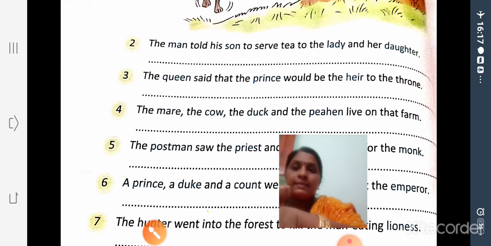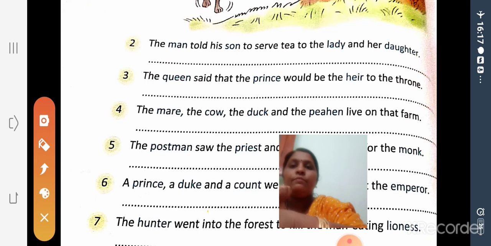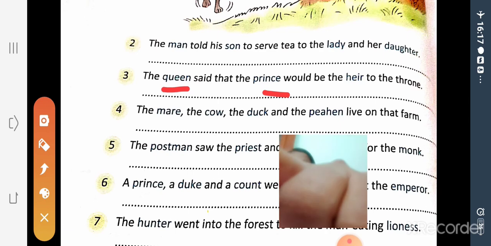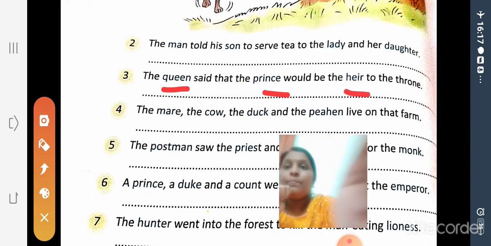I'll send the answer key along with this video. You can make use of that answer key for writing all these. Don't make any mistake. First you write your own answer. That is better for practice. After that you can correct your sentences using the answer key. Then the queen, prince, heir: queen becomes king, prince, princess, heir, heiress.